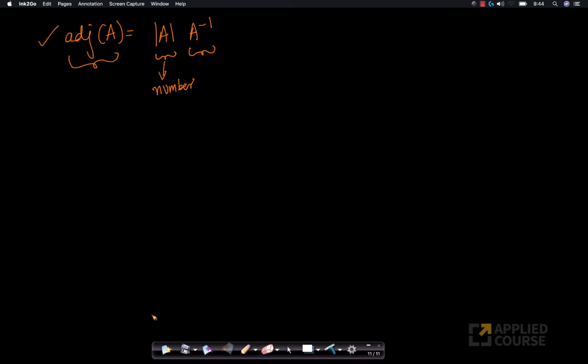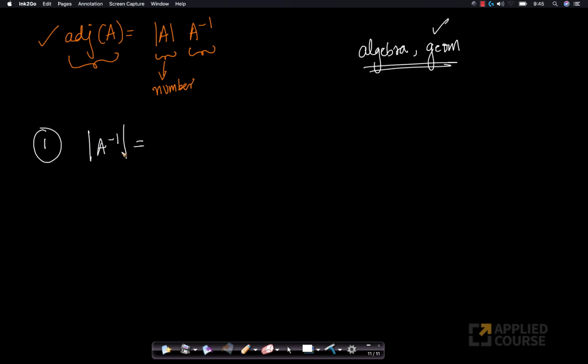Now let's look at some very interesting properties one by one. Some of them I'll prove algebraically using simple linear algebra. Some of them I'll try to give intuition using geometry, wherever geometric intuition is easy and simple to follow. So for example, let's say I have det of A inverse. What does this mean? We know what A inverse means, right? It's the inverse operation of A. And what is det of A?